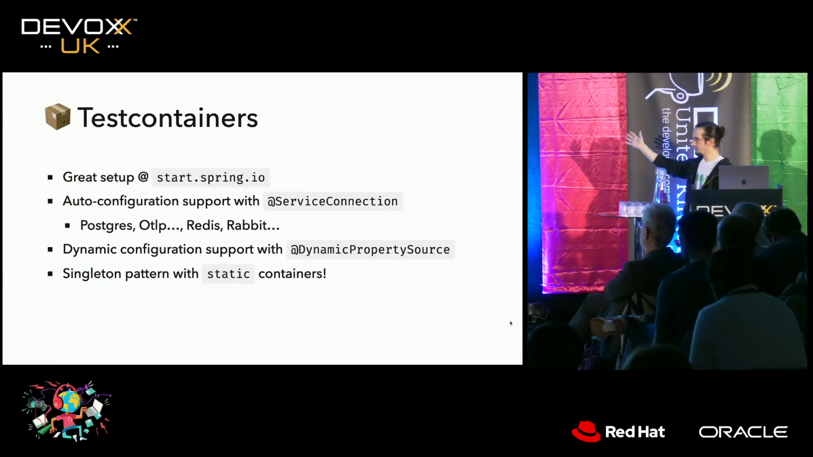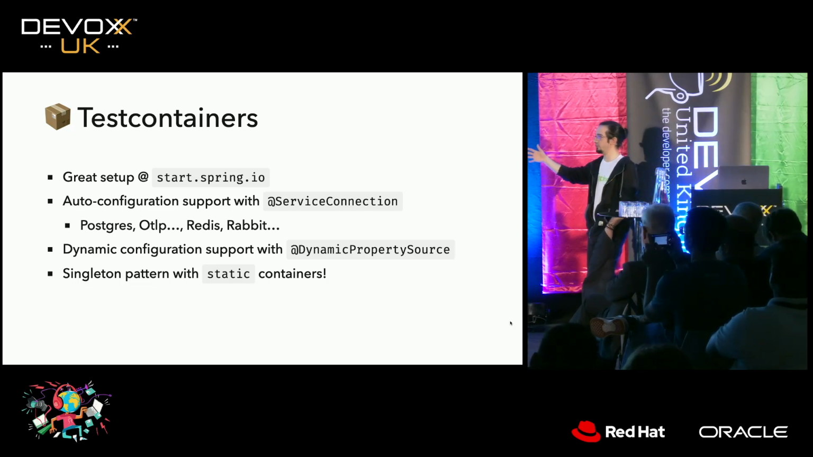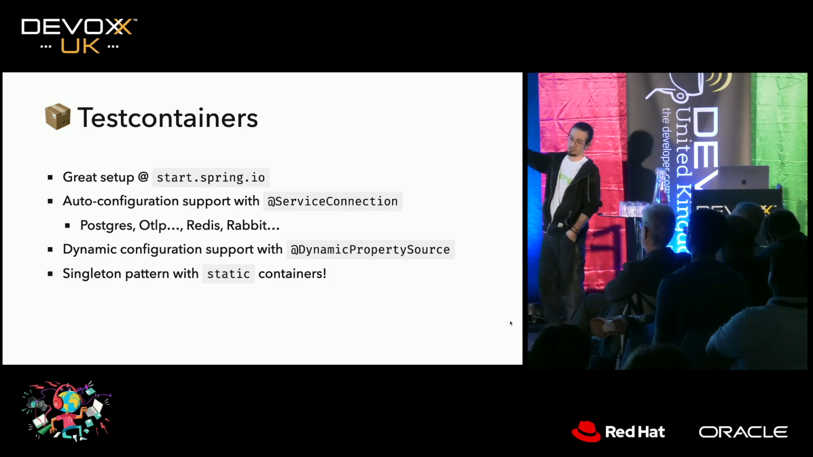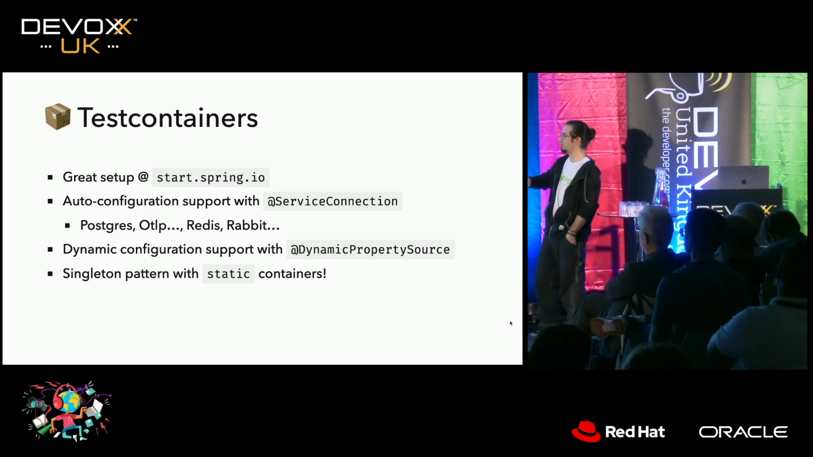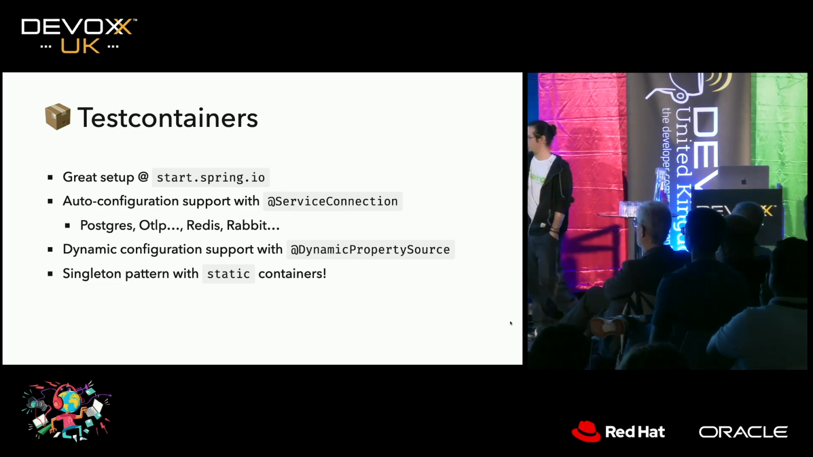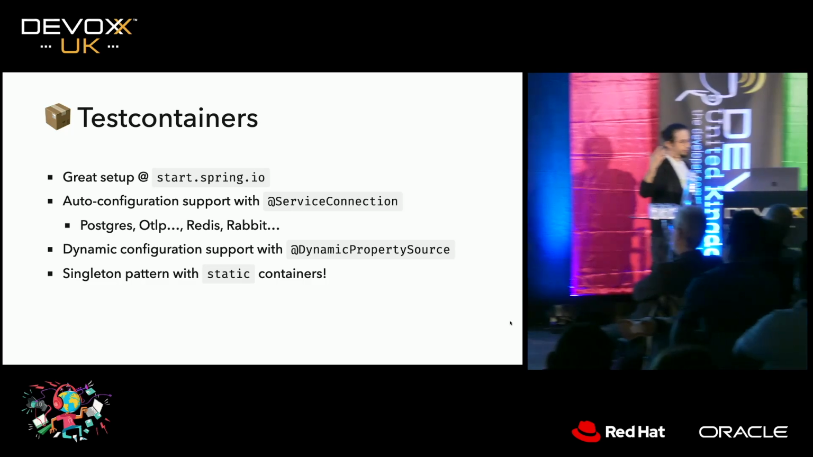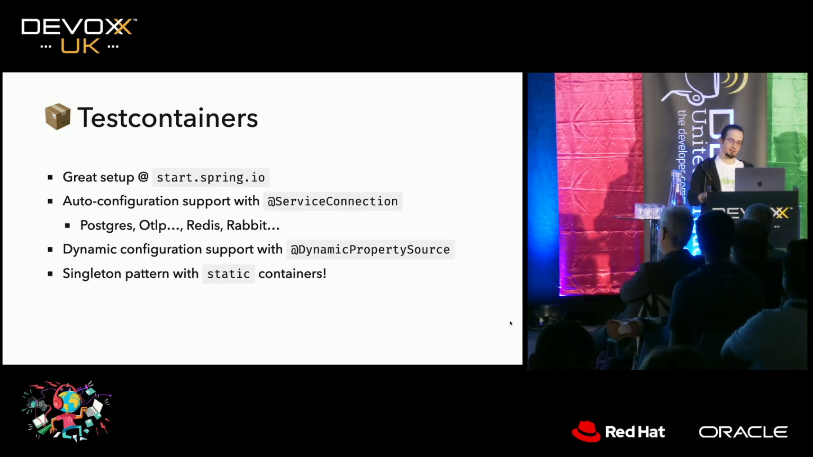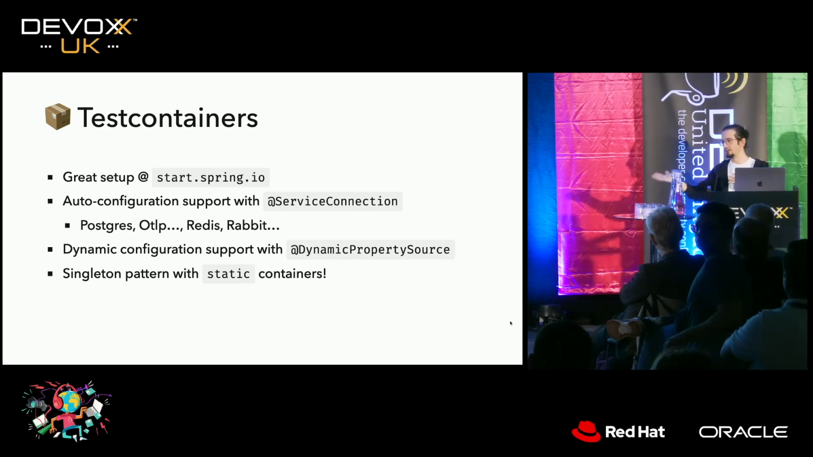Okay, so maybe just put the wrap up of this, Testcontainers. The setup from start.spring.io is great. You don't have to reinvent the wheel, or if you don't want to look through the documentation, this is a project that works. You can go grab the classes, put them in your project, and it works. Auto configuration support, service connection. There's this dynamic property source, dynamic property registrar now, I think it's called, which you can find about in the docs. And consider the singleton pattern with static containers. Again, trade-offs as we said.